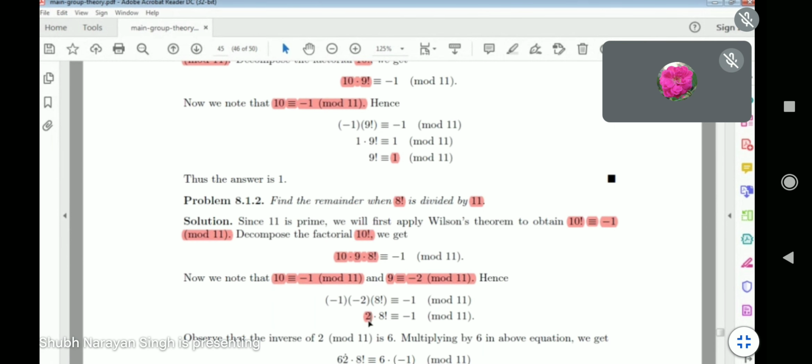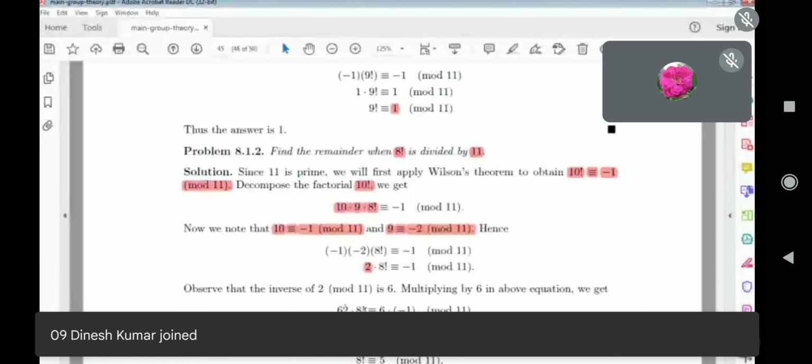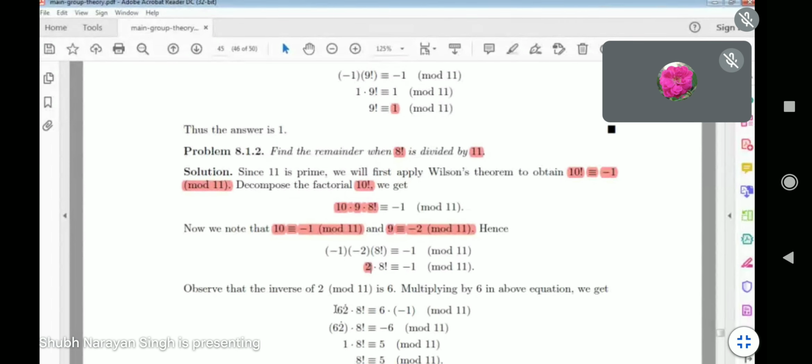So we multiply by 6 in this equation. Sorry, this is 6 into 2, it is a typo error, it is not 62. So 6 into 2 into 8 factorial is congruent to 6 into minus 1 modulo 11.